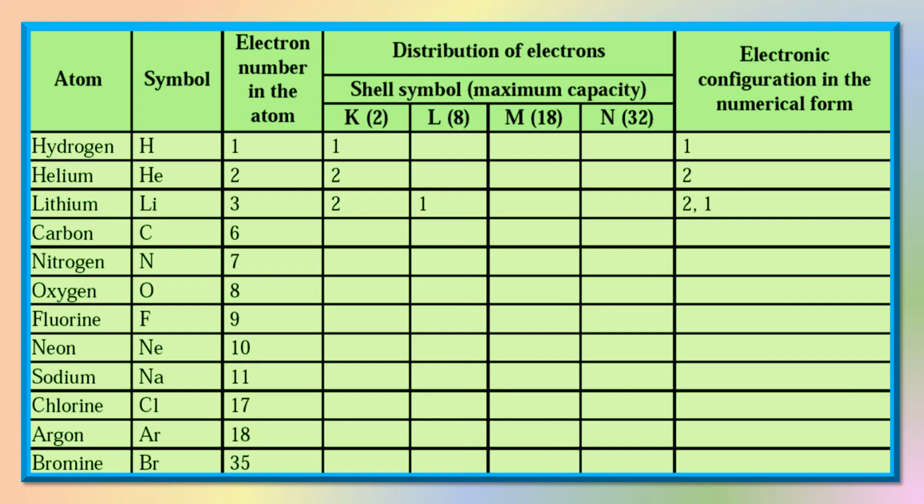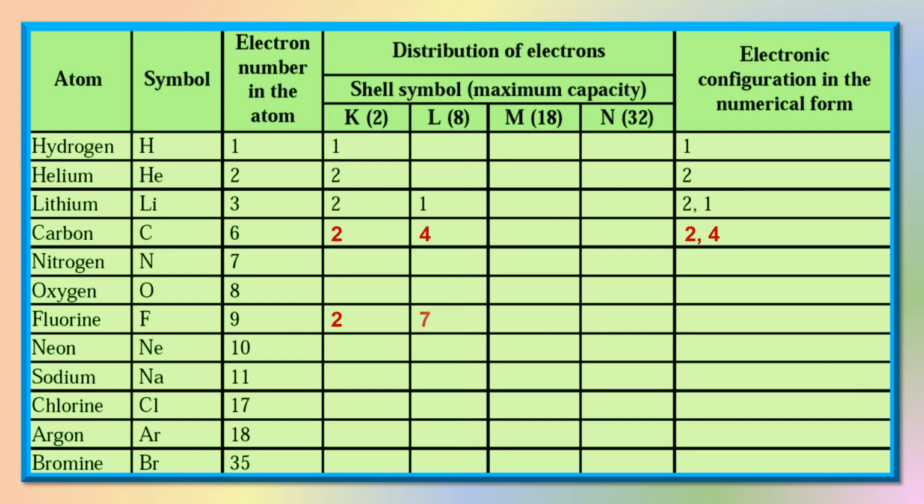Lithium, electron number is 3. So we have the K shell filled and the third electron going to the L shell. Then you write the electronic configuration 2, 1. Coming to the next one, which is carbon, has 6 electrons. So the K shell is filled. From 6, 4 remain, and so 4 go to the L shell. It's not full because the capacity of the L shell is 8, but you will write the electronic configuration just as it is, 2, 4.